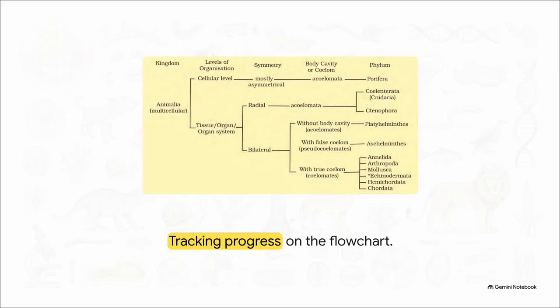Let's just re-anchor ourselves for a quick second with our master map. If you focus on the bottom branch under bilateral symmetry, you can see exactly how we've progressed. We moved from the acoelomates without any body cavity down to the false coelom of roundworms, and now we've landed squarely in the realm of complex animals with a true coelom.